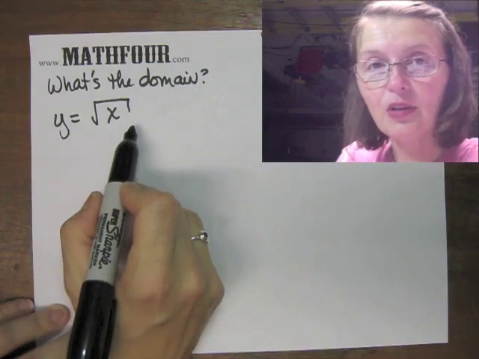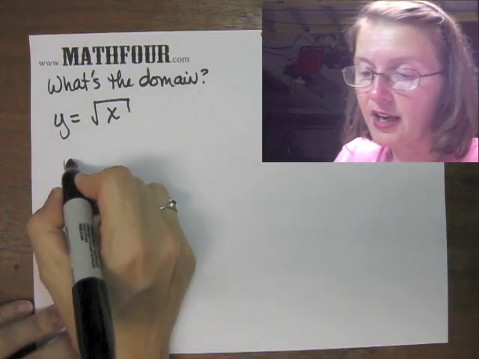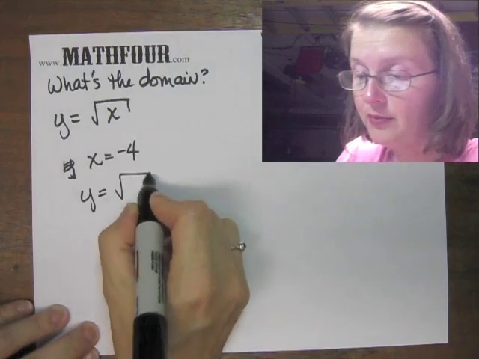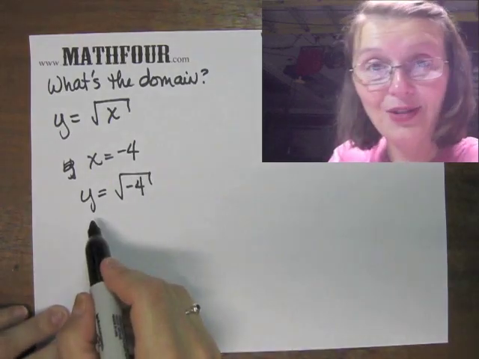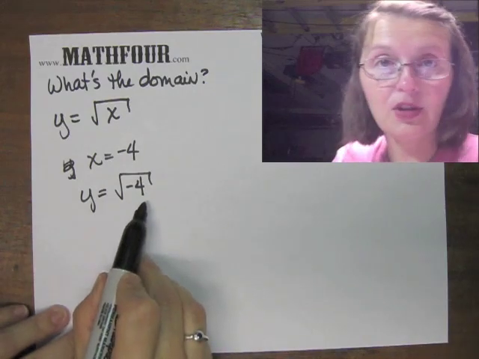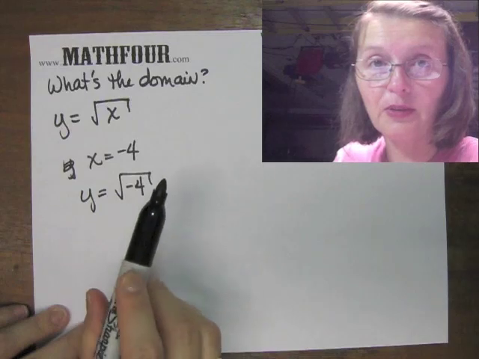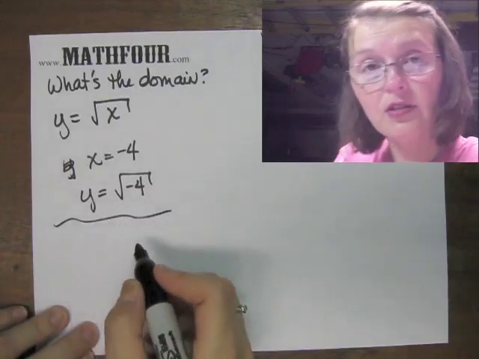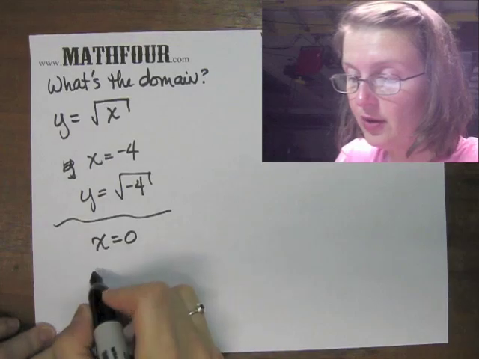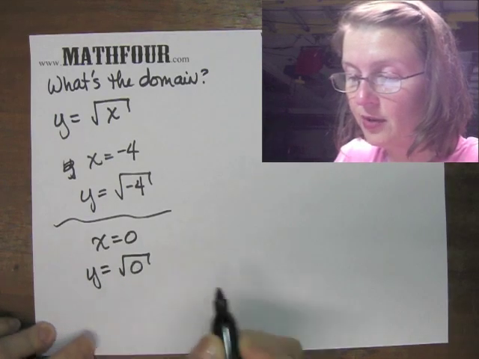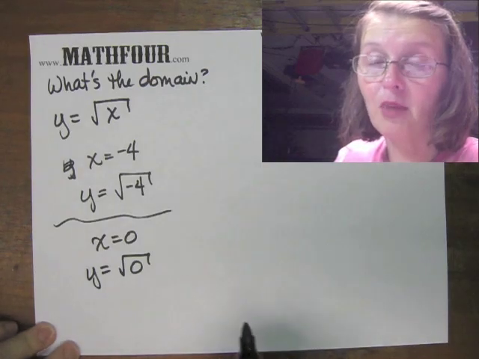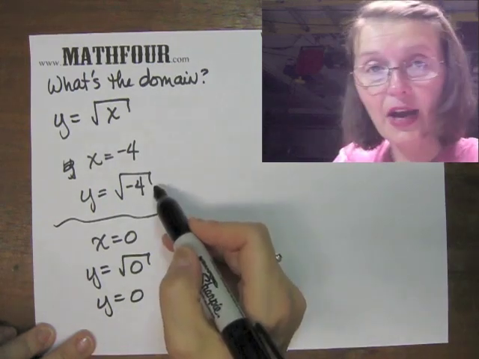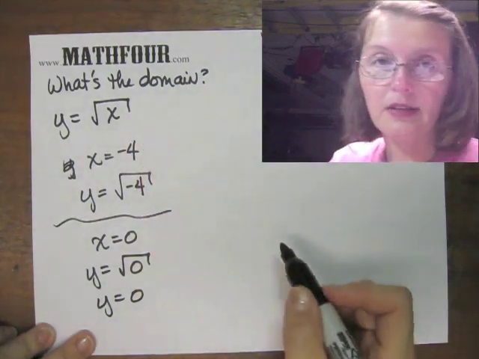Well, you can't take a square root of a negative number. So for instance, if I said x is -4, we would have a problem trying to find an answer to this because there's no single number that multiplies with itself to give -4. So negatives are out. What about 0? If x is 0, well, then y is the square root of 0. Since 0 multiplied with itself gives you 0, that's an okay answer. So negatives are out, 0 is in, and of course positives are in.